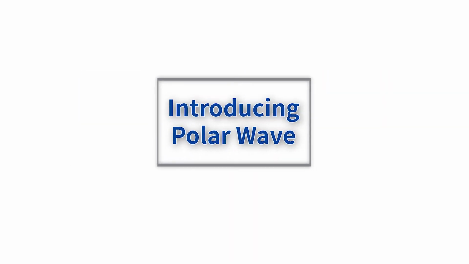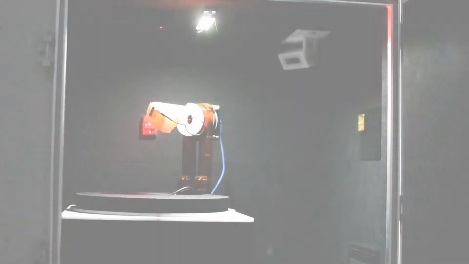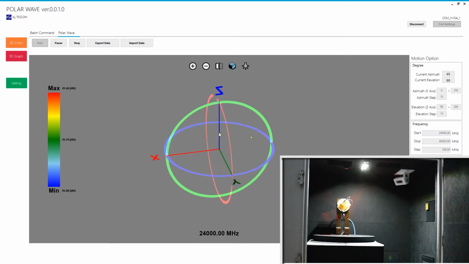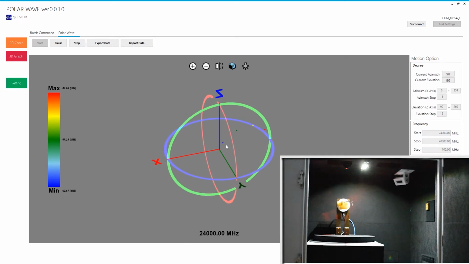Introducing PolarWave, the millimeter wave over-the-air test software. PolarWave is a real-time data display application which controls both the 3D rotator and a network analyzer to perform passive tests of single-element antennas.